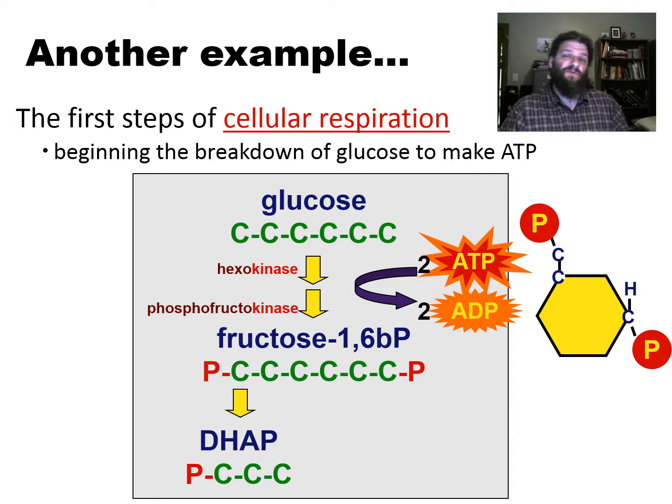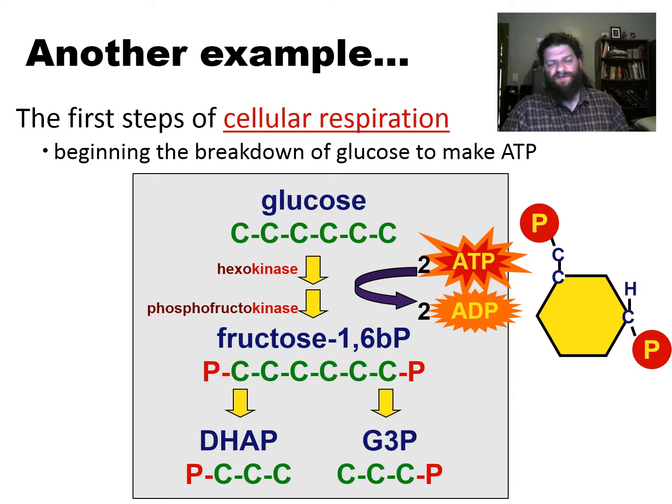And then that fructose 1,6-bisphosphate is actually cleaved in half to form dihydroxyacetone phosphate and glyceraldehyde 3-phosphate. It doesn't matter that those are going to end up going on down the pathway. Actually, the dihydroxyacetone phosphate becomes converted into glyceraldehyde 3-phosphate, but whatever. Those are going to continue on down the pathway and have some more ATP wrung out of them.